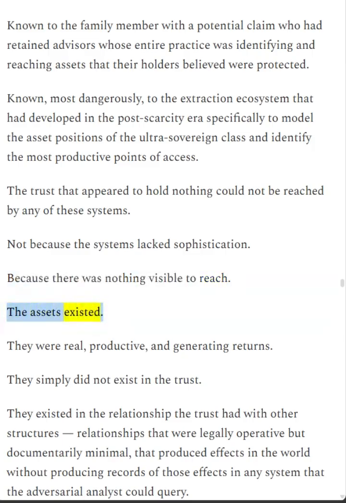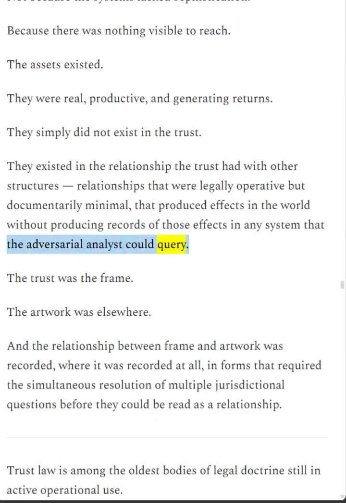The assets existed. They were real, productive, and generating returns. They simply did not exist in the trust. They existed in the relationship the trust had with other structures, relationships that were legally operative but documentarily minimal, that produced effects in the world without producing records of those effects in any system that the adversarial analyst could query. The trust was the frame. The artwork was elsewhere. And the relationship between frame and artwork was recorded, where it was recorded at all, in forms that required the simultaneous resolution of multiple jurisdictional questions before they could be read as a relationship. Trust law is among the oldest bodies of legal doctrine still in active operational use.